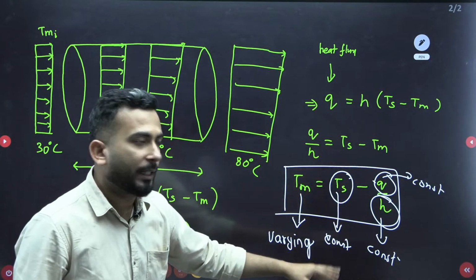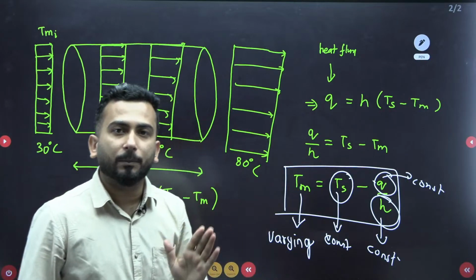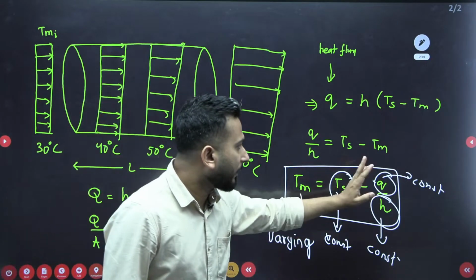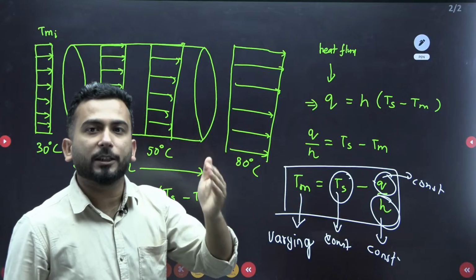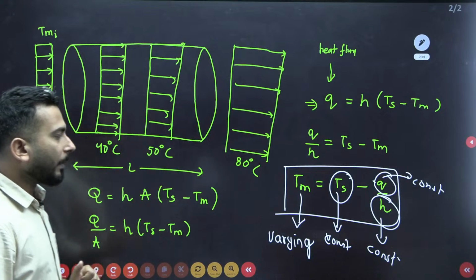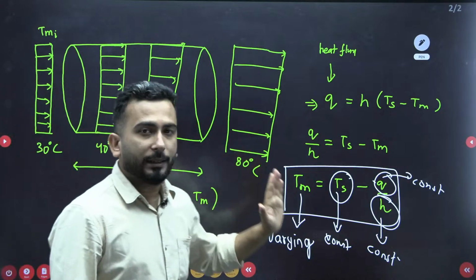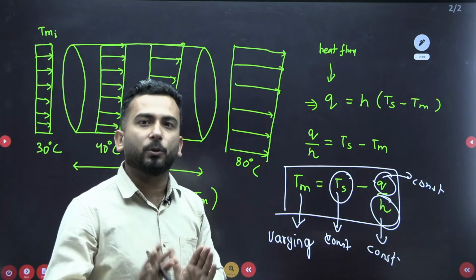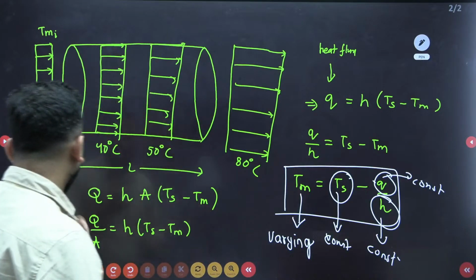One time I will take Q as constant and once I will take surface temperature as constant. What is Q? Heat flux. What is Ts? Surface temperature of the pipe. And what is H? Heat transfer coefficient. Right? So I hope this concept is clear, that why we are going to study two cases right now. Very good.